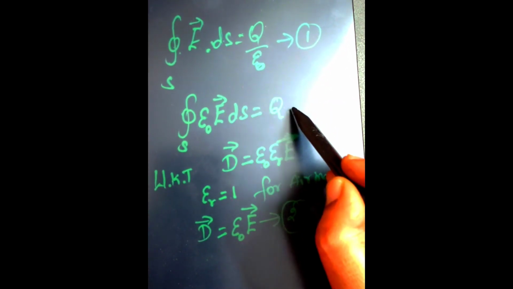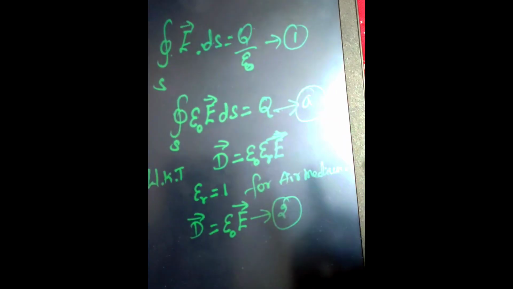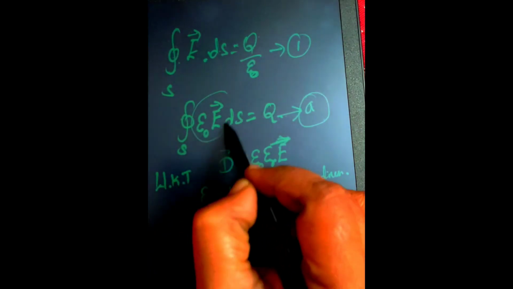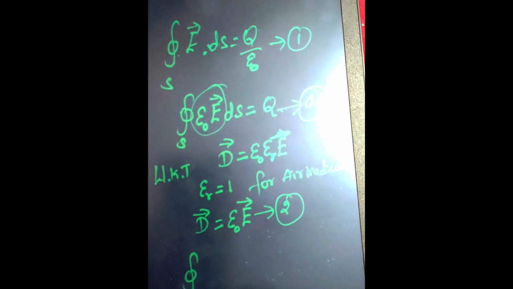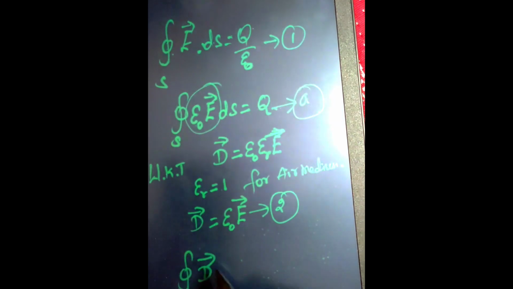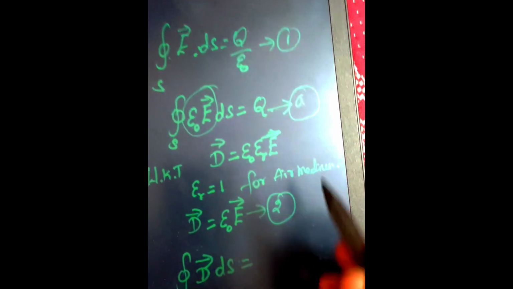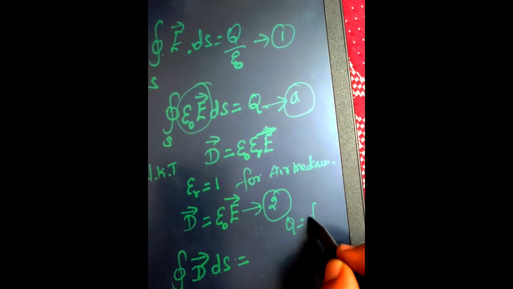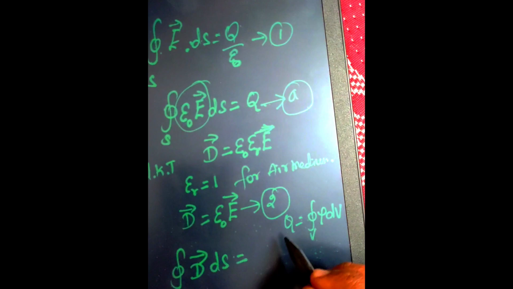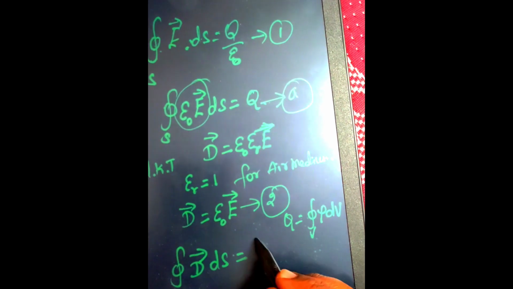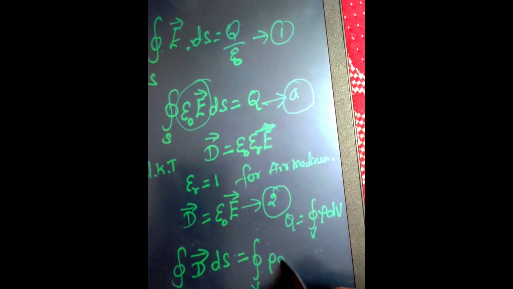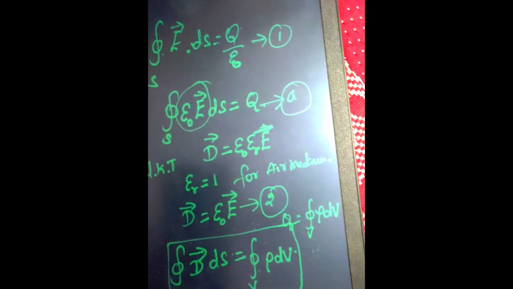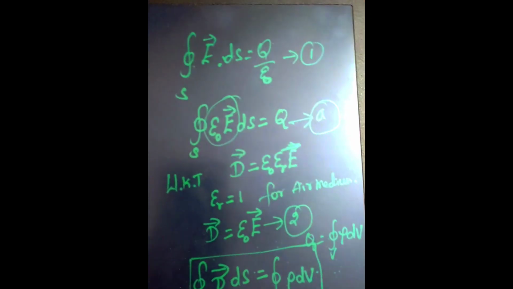And the previous equation, let us call it equation A. So substituting equation 2 in equation A, in place of epsilon naught E vector we substitute D vector. The surface integral of D vector dot ds is equal to the total charge, capital Q. The total charge is given by the volume integral of charge density. So when we put the volume integral, dv comes as default, and for the surface integral, it is ds. This is Maxwell's equation in integral form.